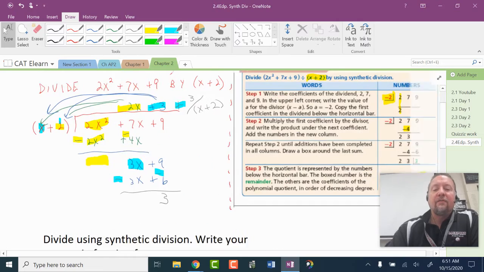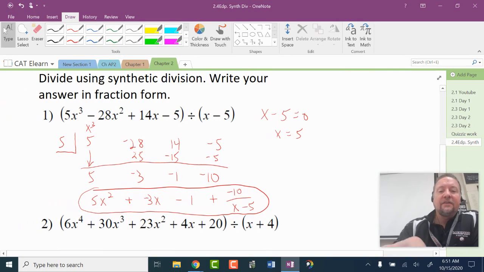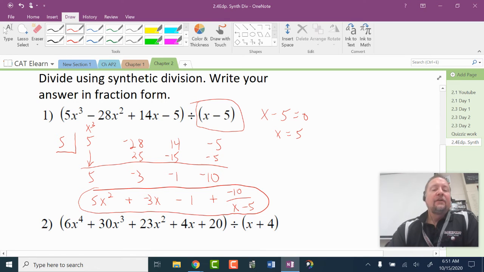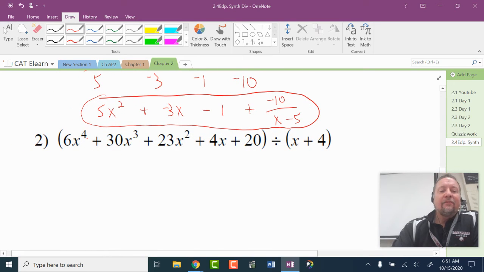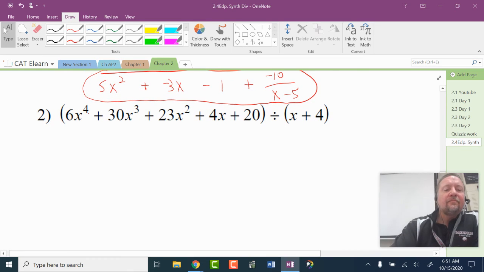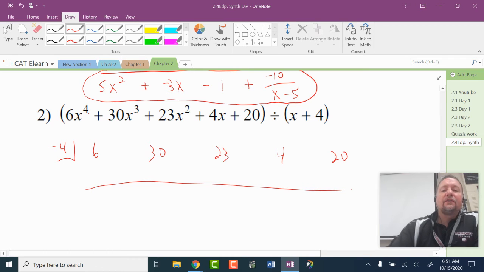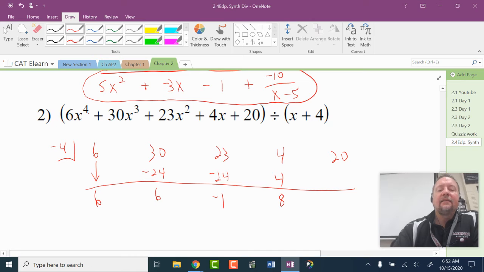Much faster. Now, we have to do long division though, because sometimes we divide by something that's not a linear binomial. I couldn't think of the word binomial right now. Yikes. 4, 3, 2, 1, 0. No missing terms. So x plus 4, I don't think I have to show that. That's negative 4. Set it equal to 0. Solve. 30, 23, 4, 20. Bring down the 6, starting, and then you start multiplying, adding. Hopefully not going too fast. Negative 1, 4, which is 8, negative 32, negative 12.